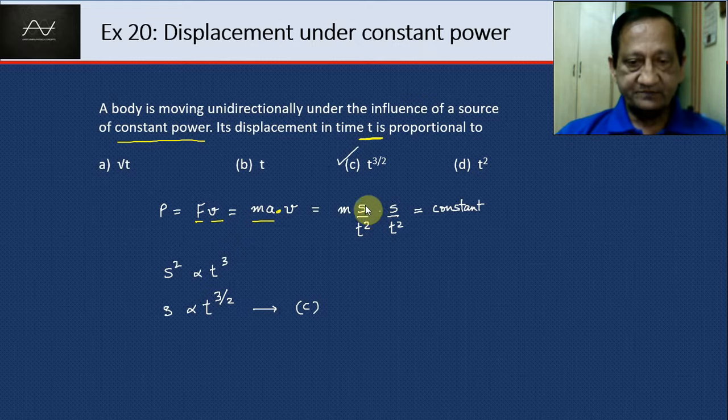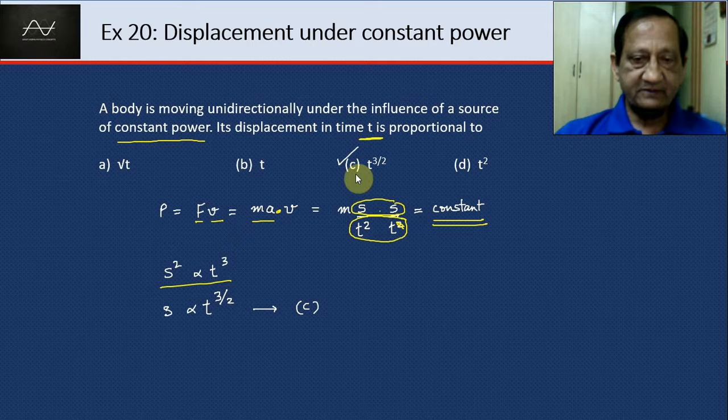Acceleration is distance, this S is now distance, by time square, and velocity is distance by time, and that is constant, right? So mass is constant, that means S squared is proportional to t cubed. That means S is proportional to t to the power 3 by 2, right?